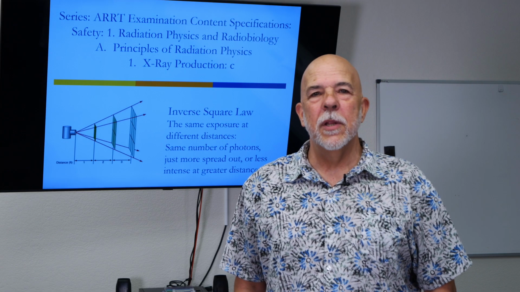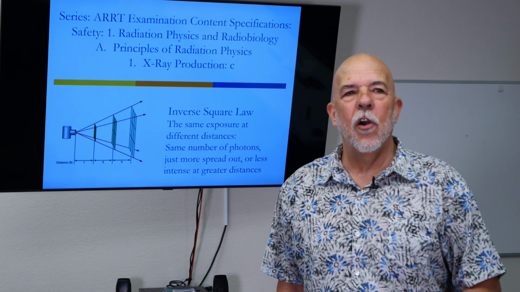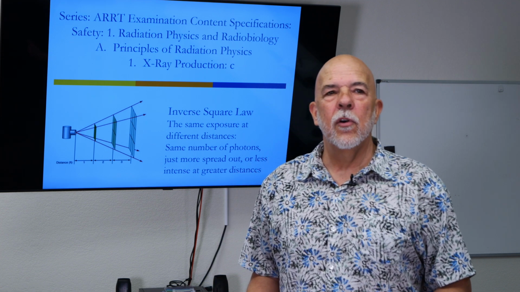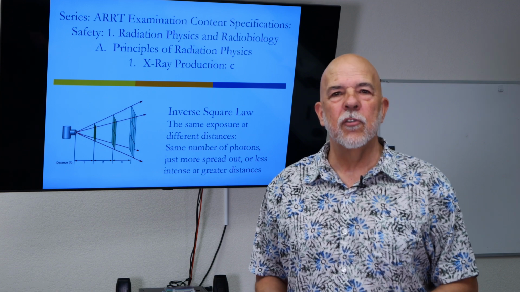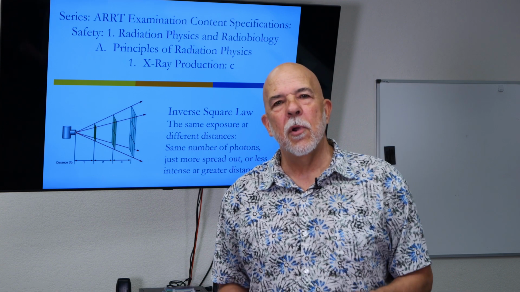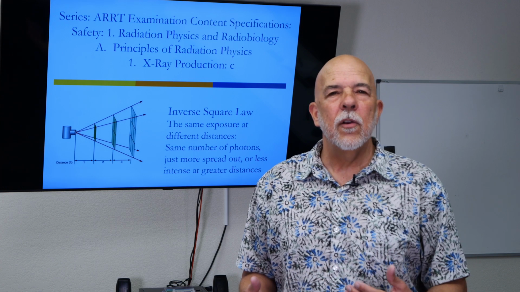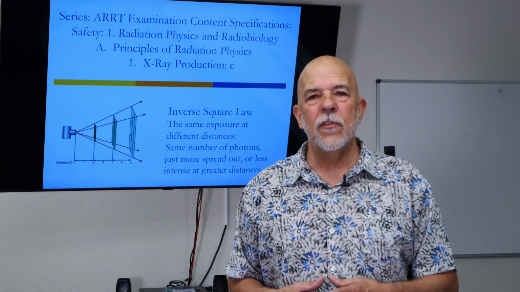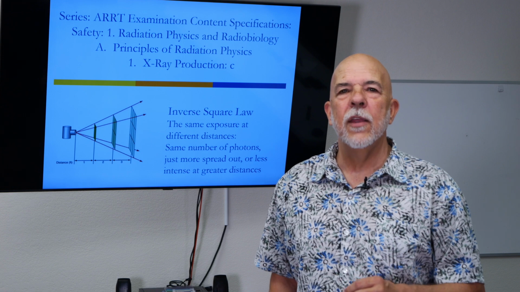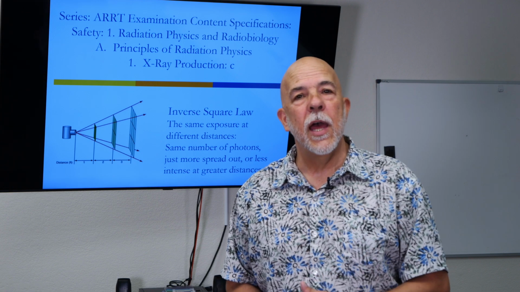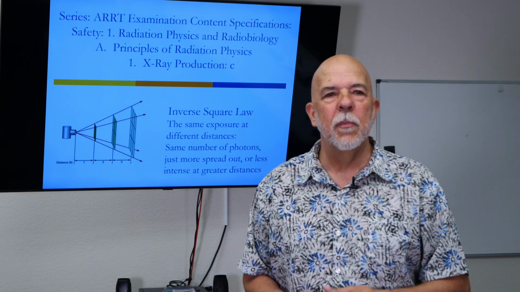Hello, it's Glenn again. Welcome back to the Penumbra Brothers series on the ARRT exam content specifications. In this episode, we're going to cover radiation protection part C. Kind of separated out from the last because it's kind of its own thing. Now, the ARRT content specifications list the inverse square law, but it does not list the direct square law or the exposure maintenance formula. We're going to cover that anyway. That's why this one needs to be by itself.